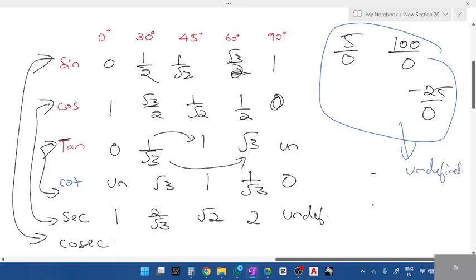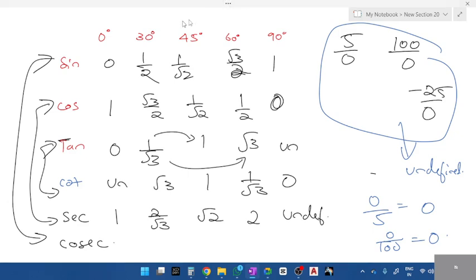But when you divide 0 by any other number, what's the answer? For this, you get 0. When you multiply, you get 0. But when you divide, it's simple: when the denominator is 0, it is undefined. That's it. Denominator 0 is undefined.